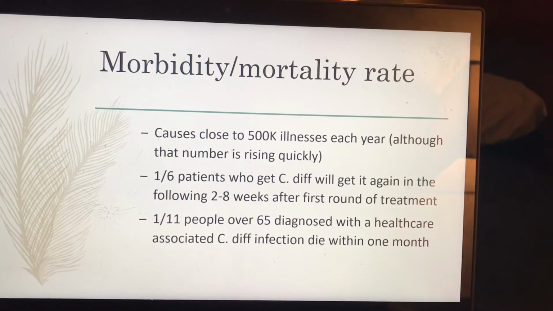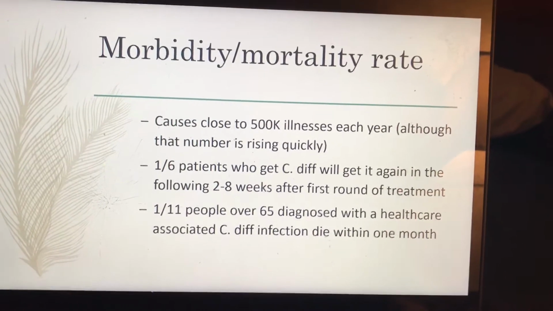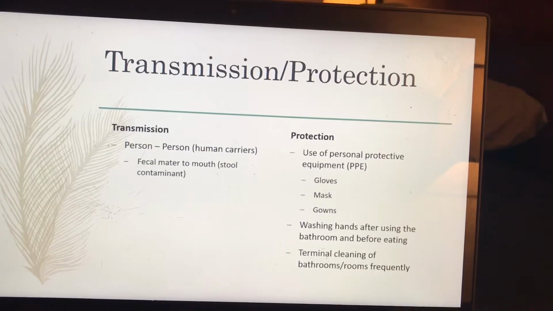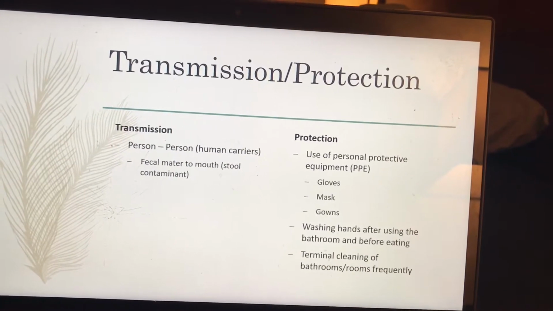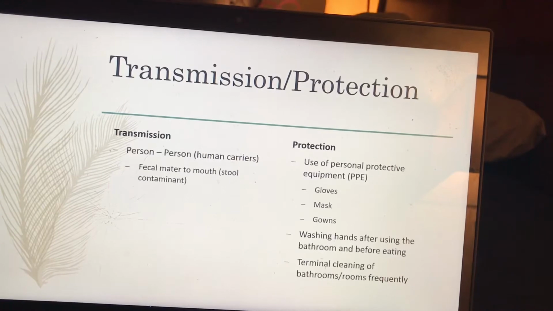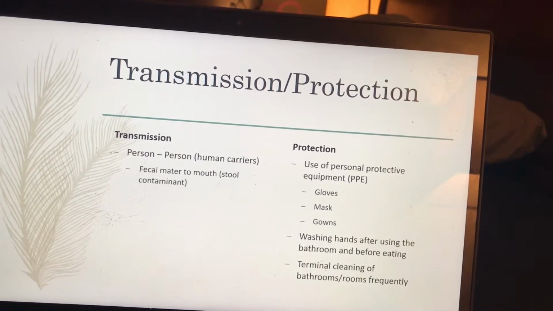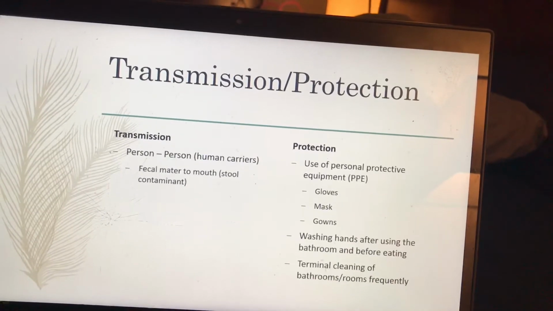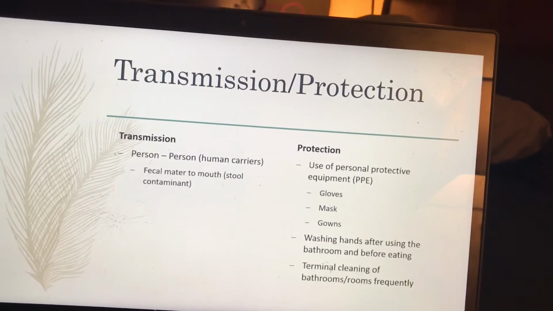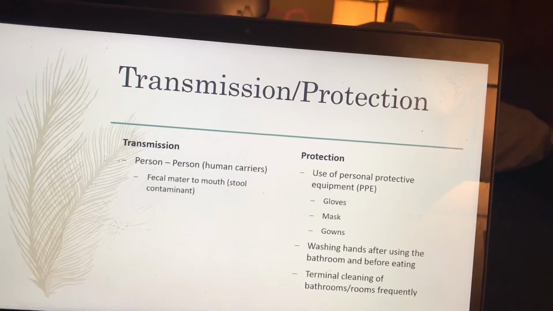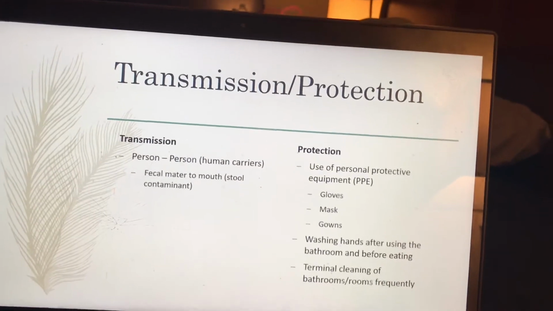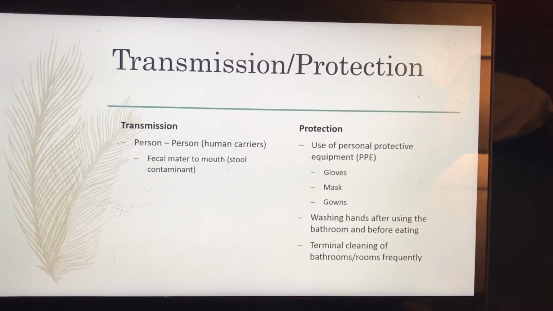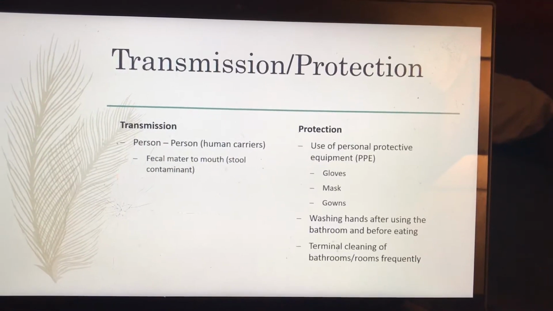C. diff can be transmitted from person to person through the fecal-oral route. When the bacteria gets on surfaces that are often touched, such as doorknobs or faucets, the bacteria gets spread around quickly. The best way to protect yourself and others from this bacteria is to use PPE, which we've talked a lot about lately with the recent pandemic. But the PPE is gloves, mask, and gown.